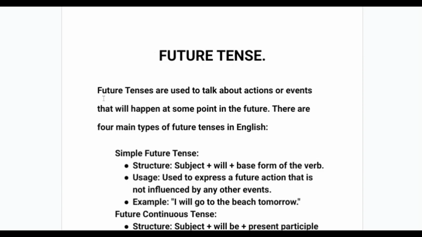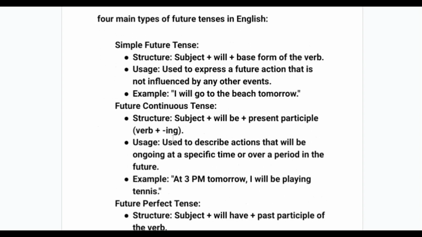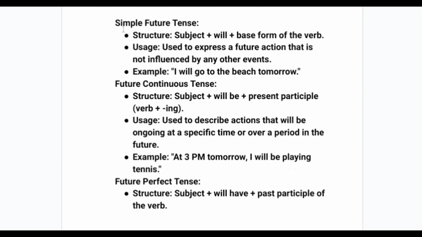So let's read this. Future tenses are used to talk about actions or events that will happen at some point in the future. There are four main types of future tense. So there are four types of tenses here. Let's see which one is the first one for us to learn. It's simple future tense. So let's learn this today.